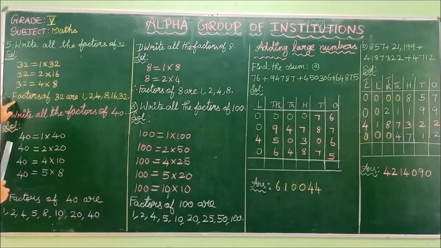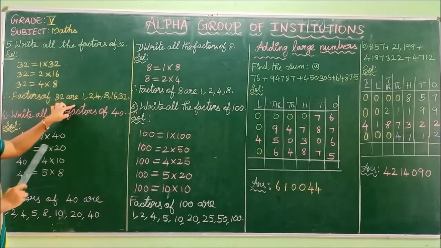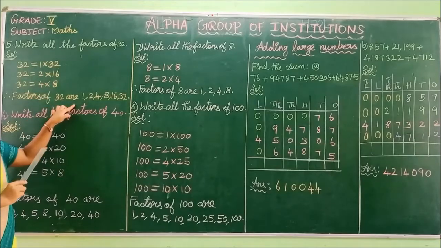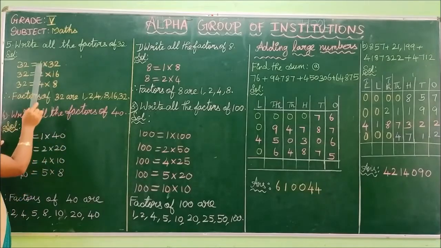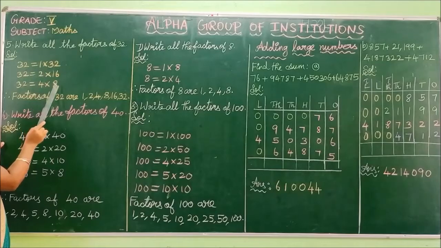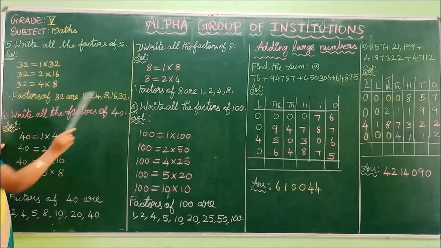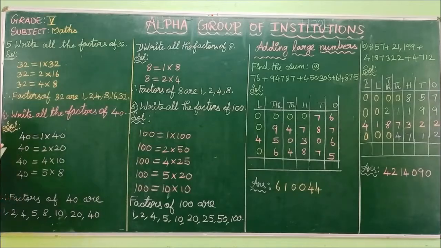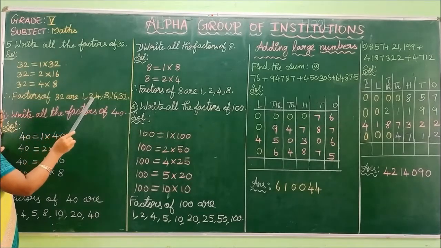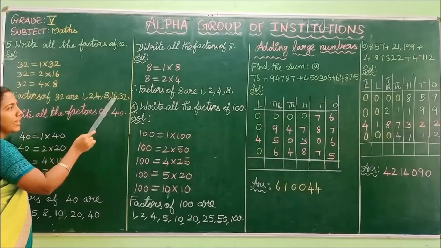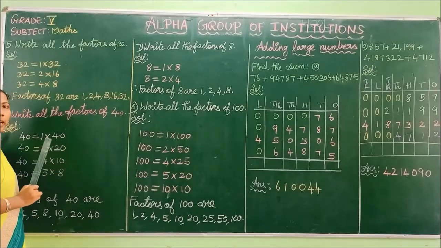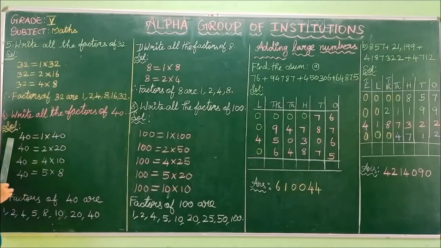Next we are going to write the answer for the factors of 32. The factors of 32 are, in ascending order, 1, 2, 4, 8, 16, 32. So totally we have 6 factors for 32. It means 32 can be divided by 1 as well as 2, 4, 8, 16, 32 with remainder 0. Do you understand, children?